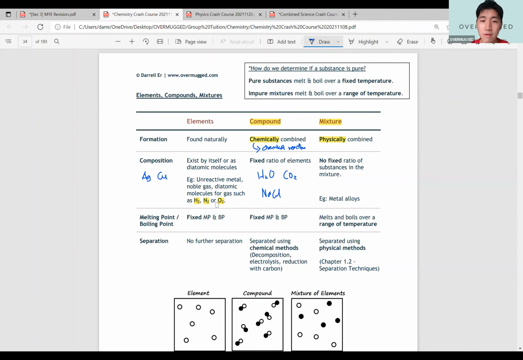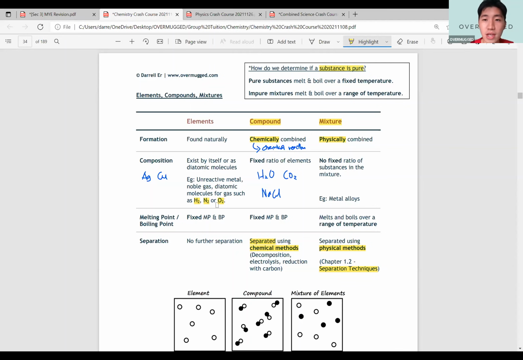Here we see a couple of differences between compounds and mixtures. Just remember that if my compound is chemically combined, if I want to separate it, I need to separate it using chemical methods. A lot of these methods, you're going to learn them next time when you finish your syllabus. For now, just know that they were formed using chemical reactions, which means they should be separated using chemical reactions as well. Meanwhile, mixtures are physically combined, which means when you separate them, you'll use physical separation techniques. Those that you have learned from your filtration all the way to your chromatography are all physical separation methods. Now, something that I want you to take down is this.